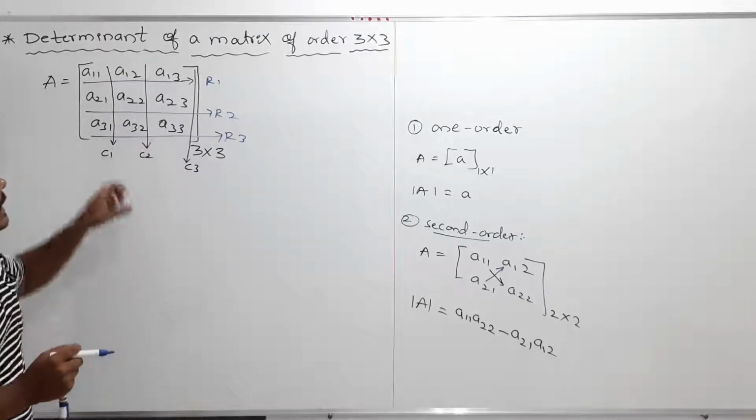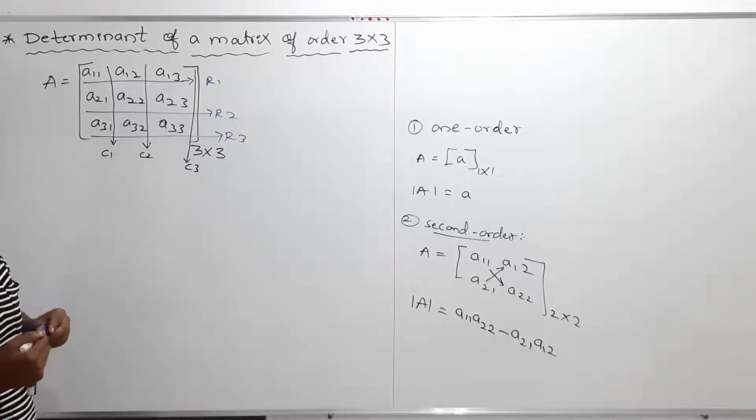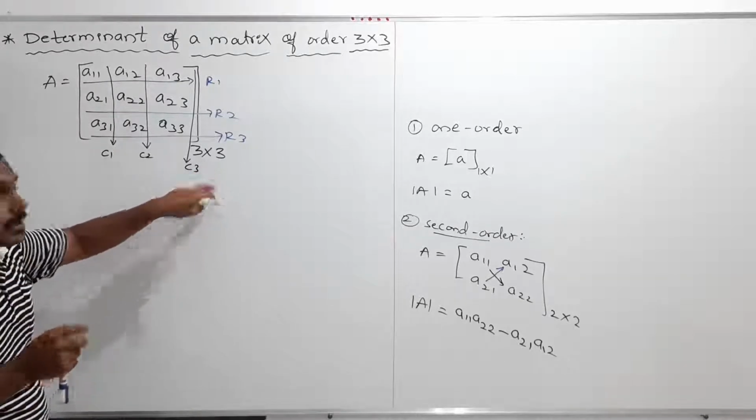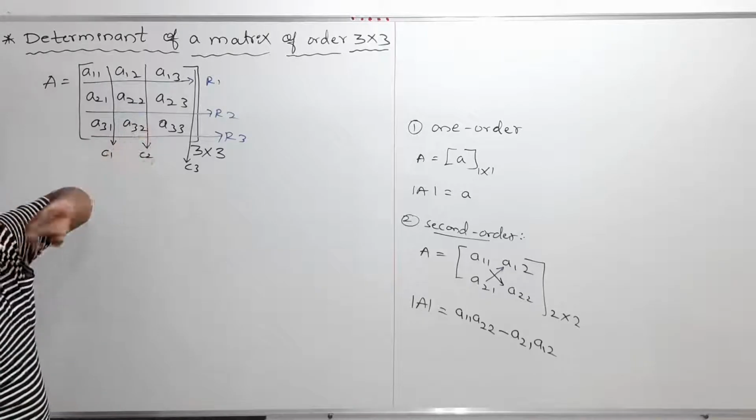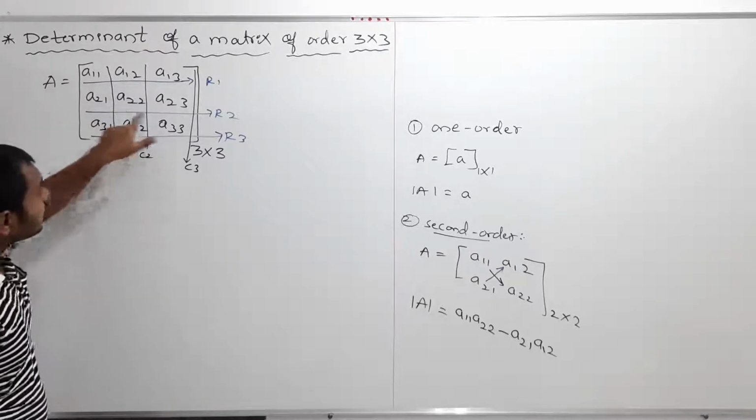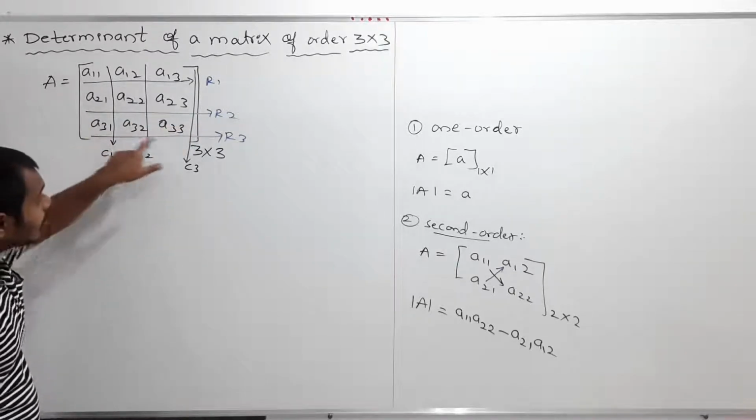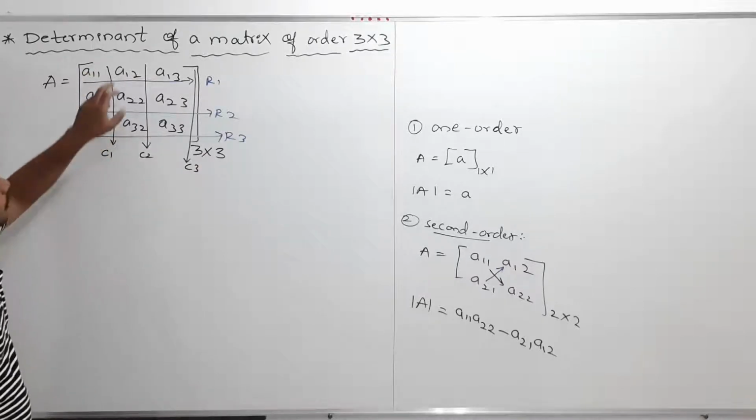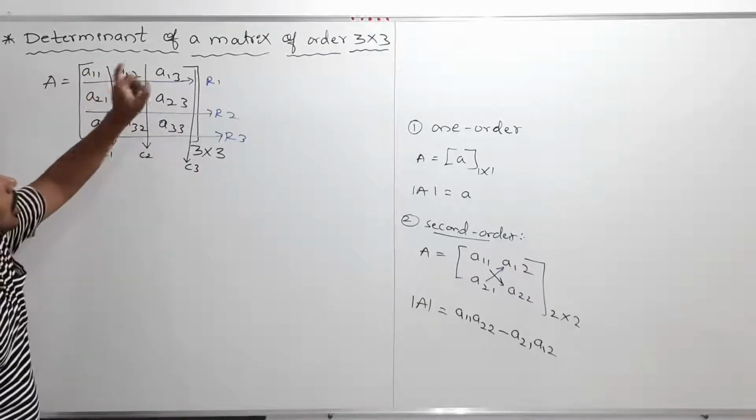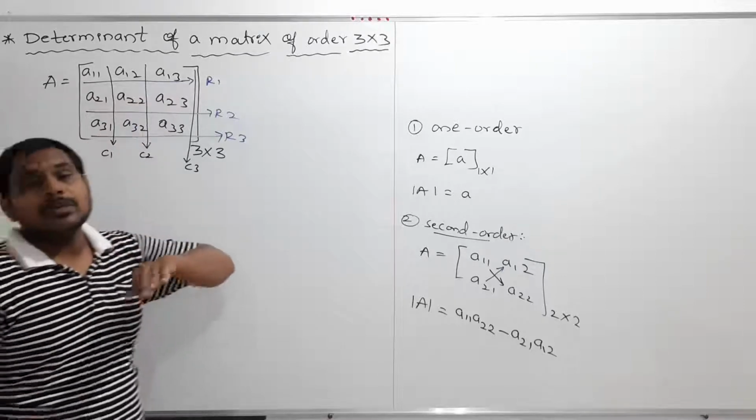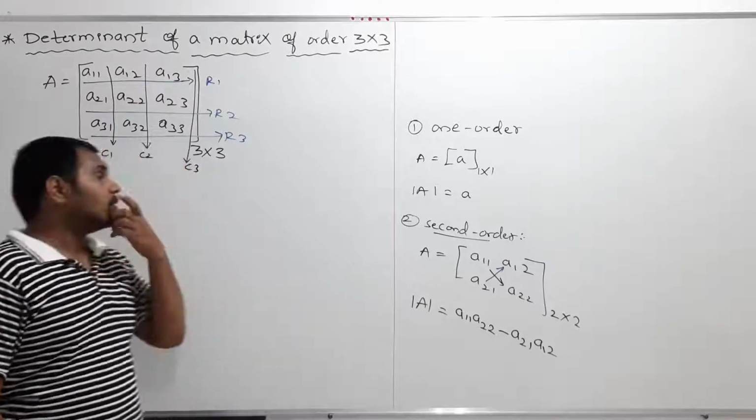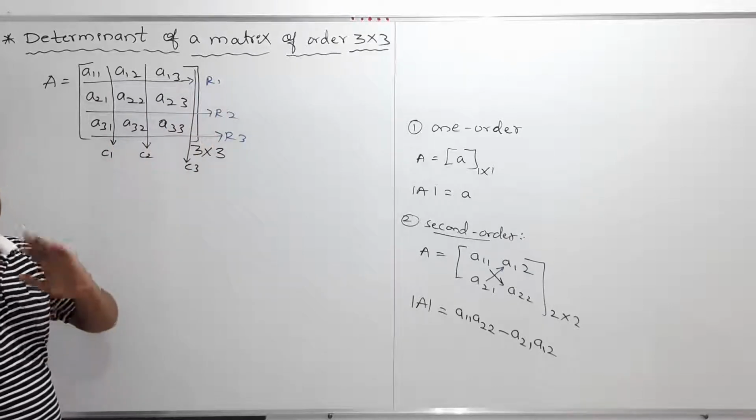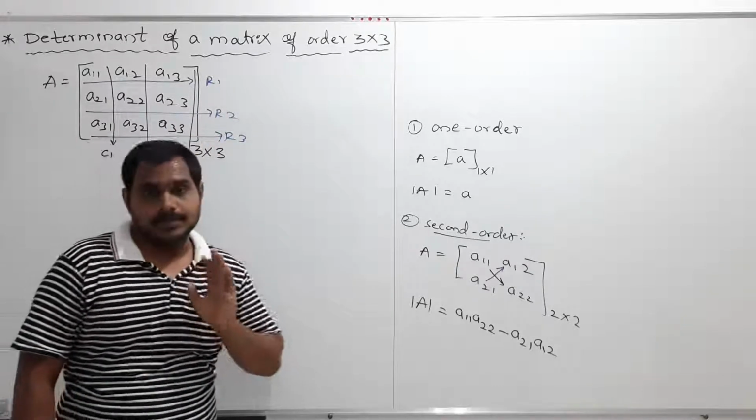So you can calculate the determinant of the given matrix of the order 3 cross 3 either along row 1, or along row 2, or along row 3, or along column 1, or along column 2, or along column 3. Whichever you calculate along, row or column wise, the answer will remain as it is.